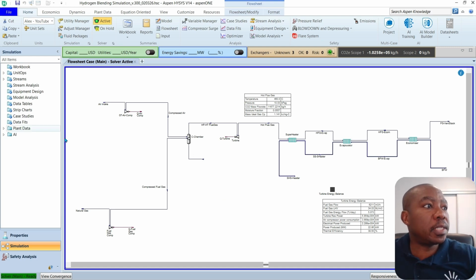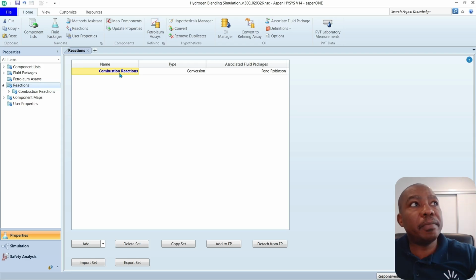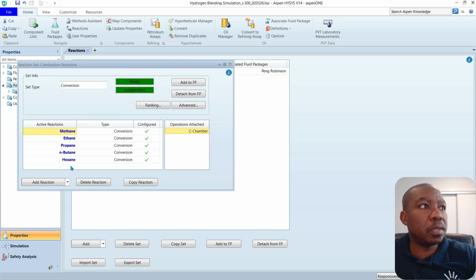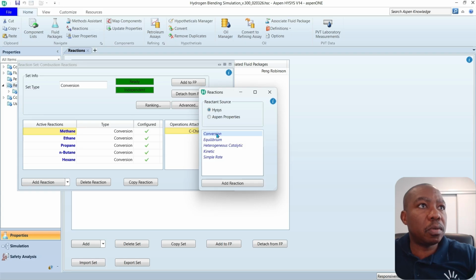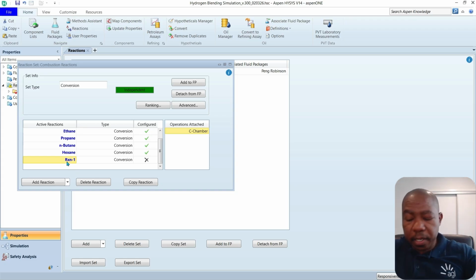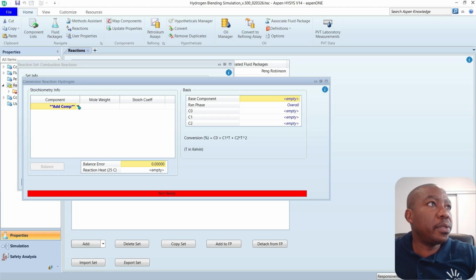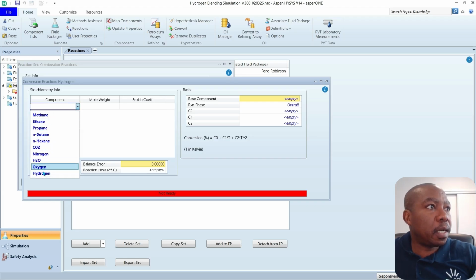All right, the most important step in this whole thing is to first make sure that we've got the hydrogen reaction all set up. And to do that, we go back to the properties, reactions, and remember we've set up the combustion reactions, but we didn't include the hydrogen. So now we're going to add a reaction for hydrogen, conversion reaction, add reaction. Then I'm going to just close this one, click there, and then rename this to hydrogen. That's our hydrogen reaction. Press enter, double click on it, and then we're going to insert the hydrogen.